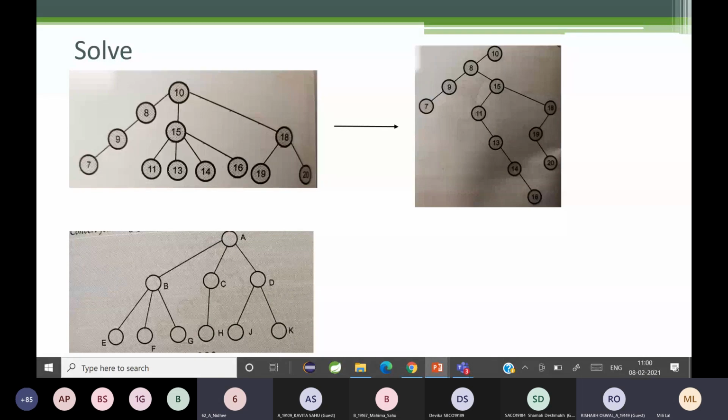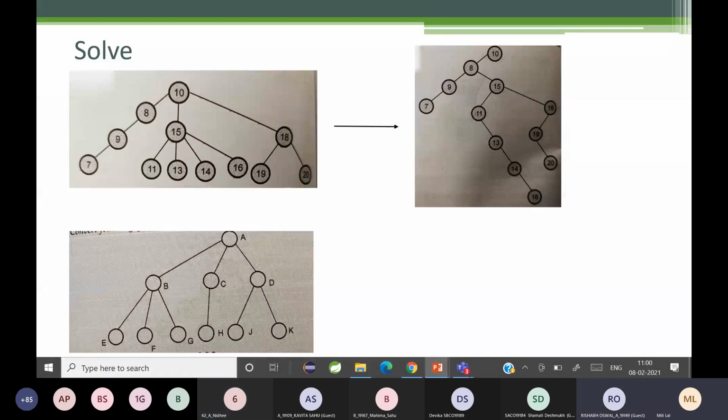Now we are in C, which is C's right sibling? D. D is going to be the right child of C, and C's left child is H. Okay. Now, does D have a right sibling? No. So D's left child is J. J's right sibling is K. So K is going to be the right child of J. Clear?